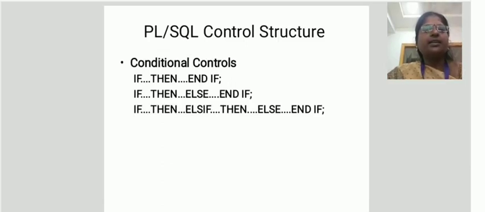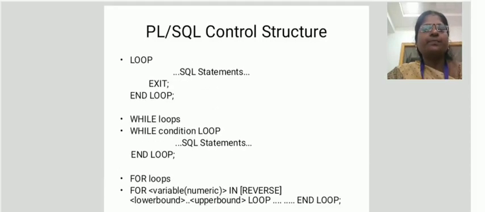Conditional controls have three types: IF THEN END IF, IF THEN ELSE END IF, and IF THEN ELSIF THEN ELSE END IF. Some examples for the control structure: LOOP, the loop statement, EXIT and then END LOOP. WHILE loops: WHILE condition LOOP, SQL statement, END LOOP. FOR loops: FOR variable IN REVERSE lower bound, upper bound LOOP and then END LOOP.